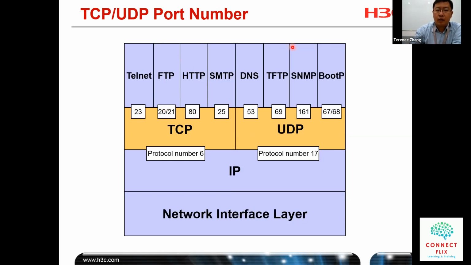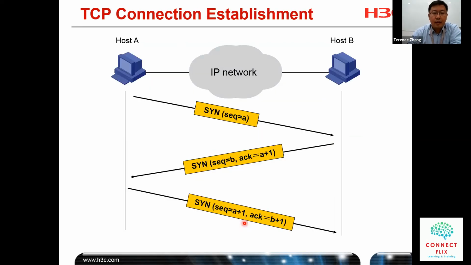The application layer encapsulates and passes to TCP to build a connection, passes to IP to find a path, passes to the network interface layer to find a MAC, to find a device and send it out, right? And 3 handshake and 4 handshake. The 3 handshake establishes the connection, and the 4 handshake tears down the connection. So this sequence is how to build a connection.